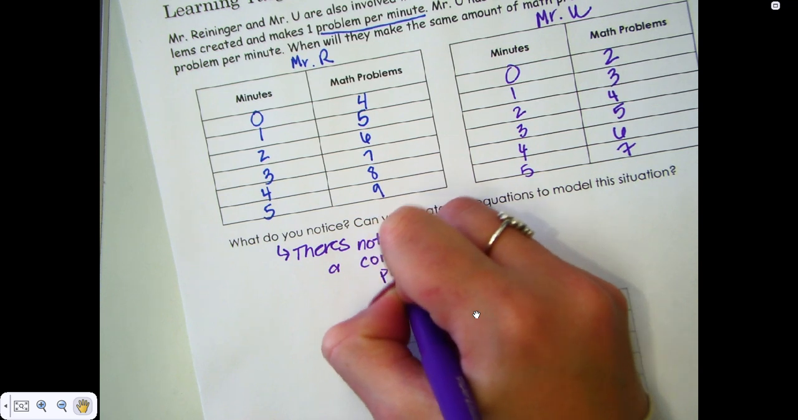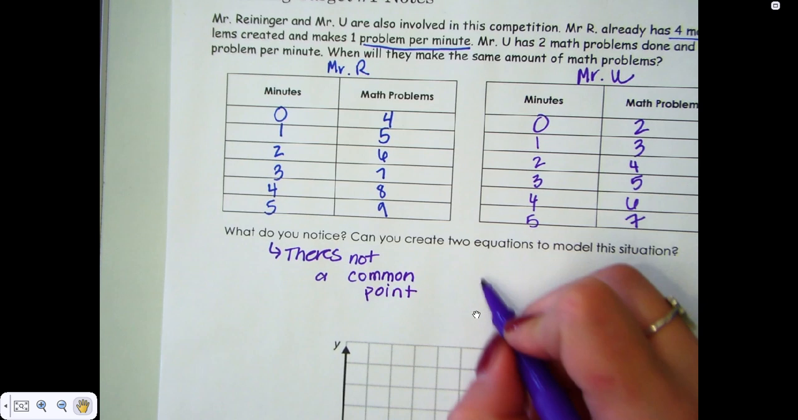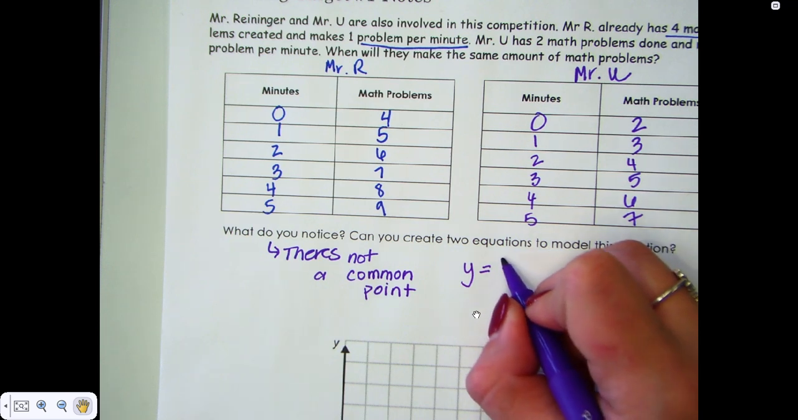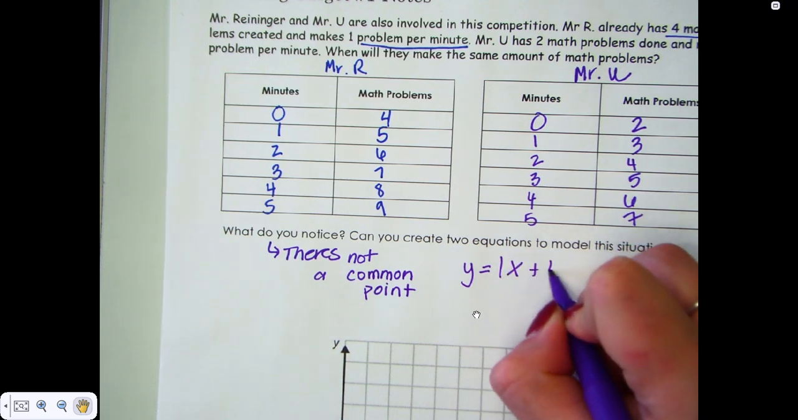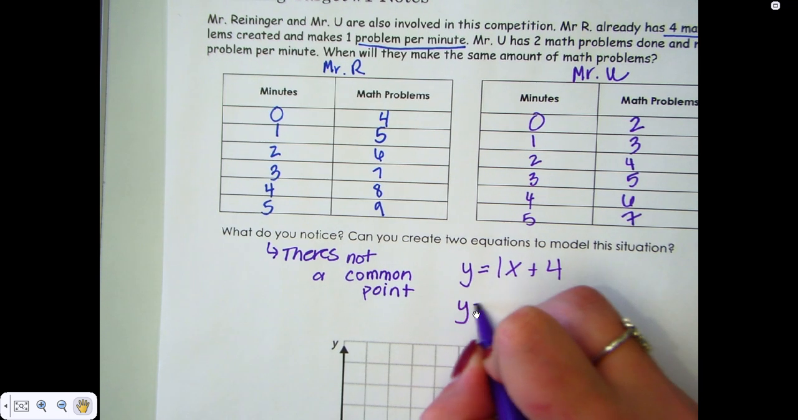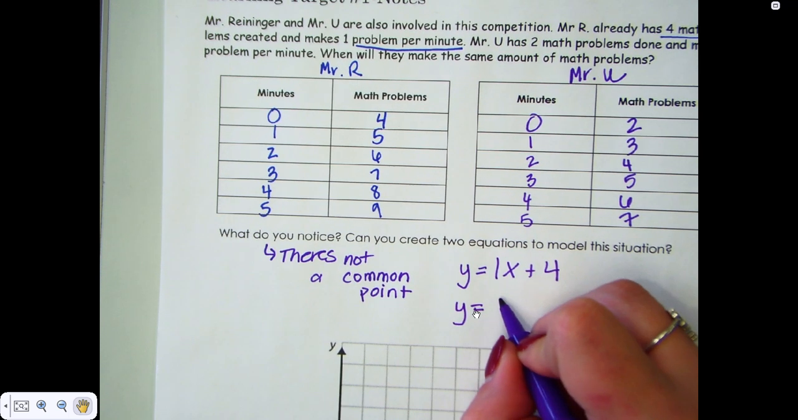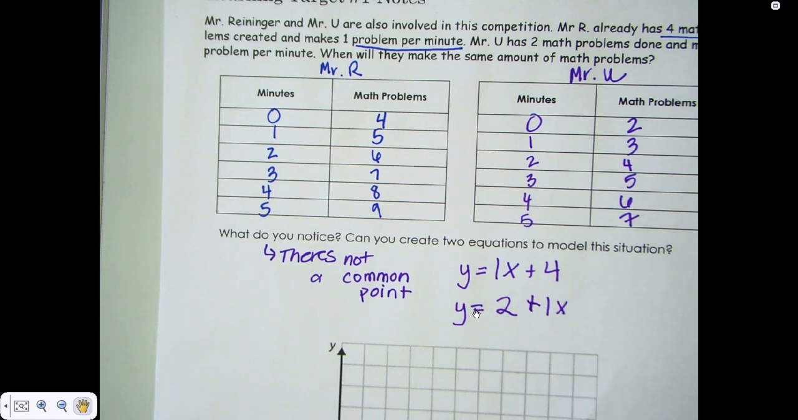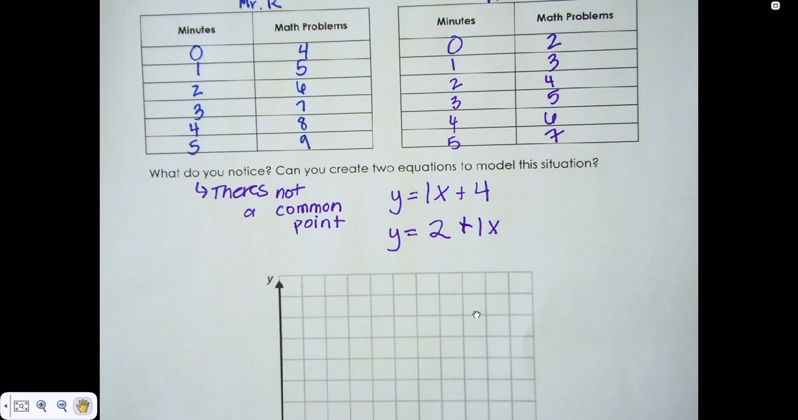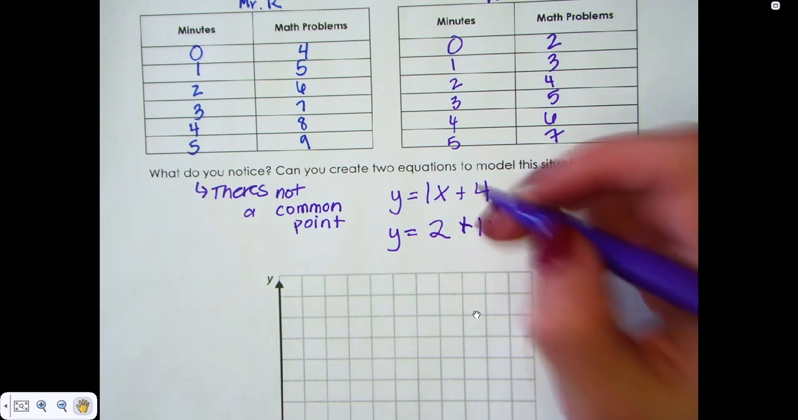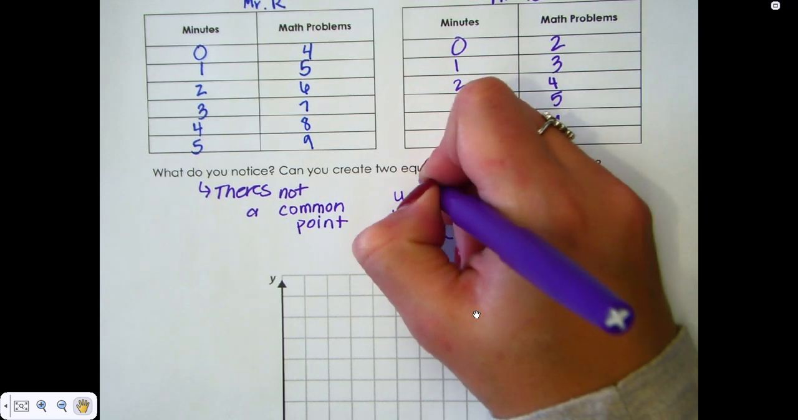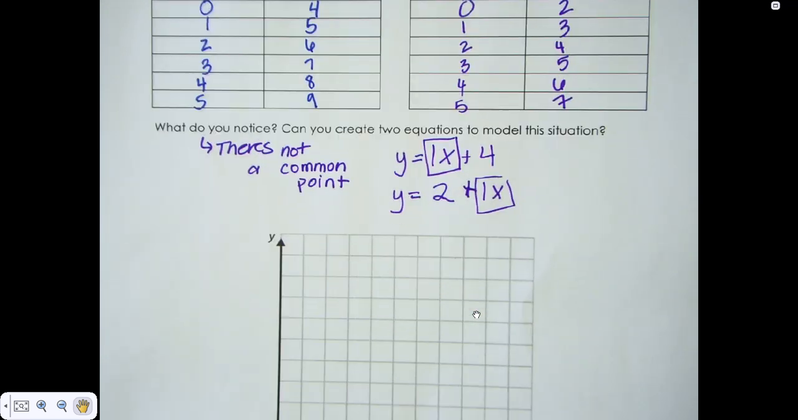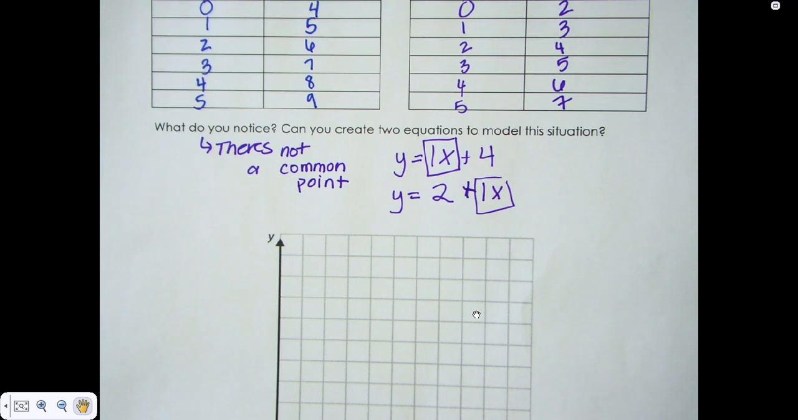So let's look at these equations. Okay, so Mr. R starts with 4, that's my y-intercept, and then he creates 1 per minute. So 1x plus 4 would be our equation there. And then y equals 2 plus 1x. What do you notice about those equations? You should say, hey, they both have a 1x, which means their slope is both 1, which is kind of crazy. So let's see what happens when we graph it.